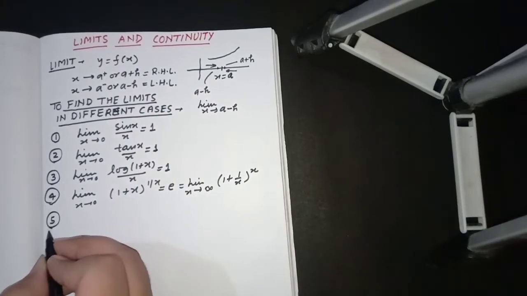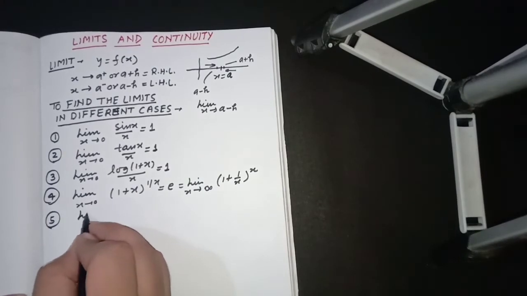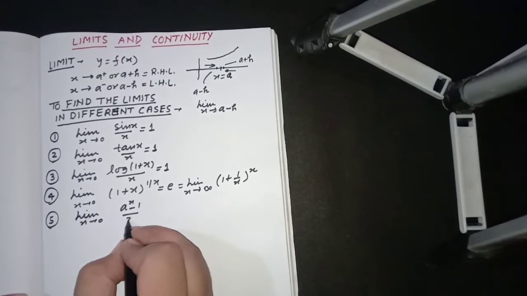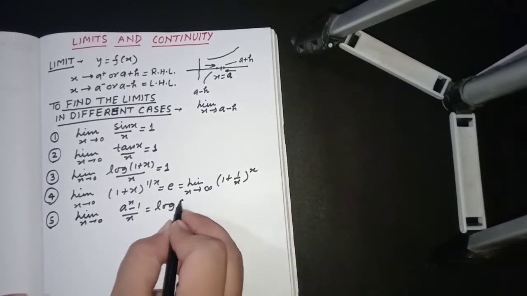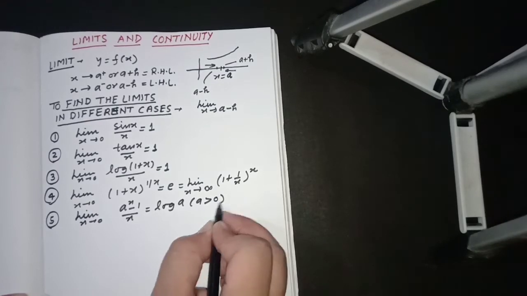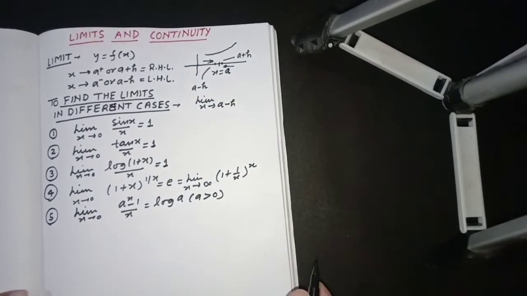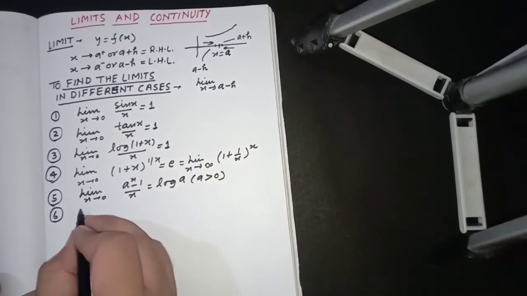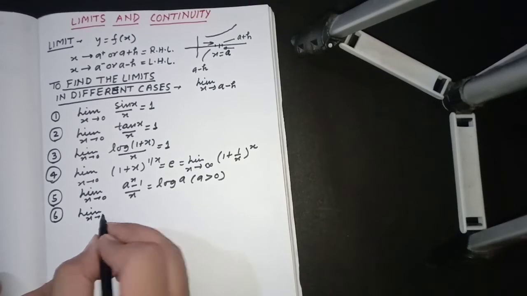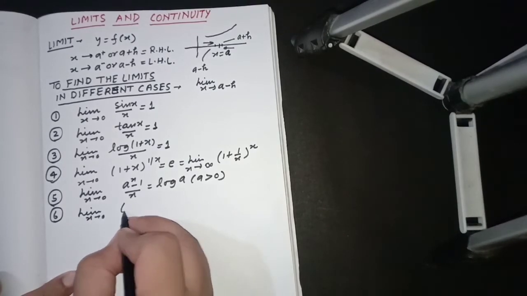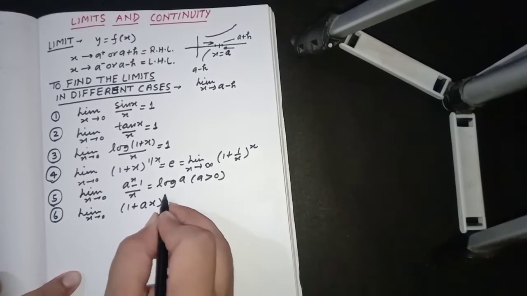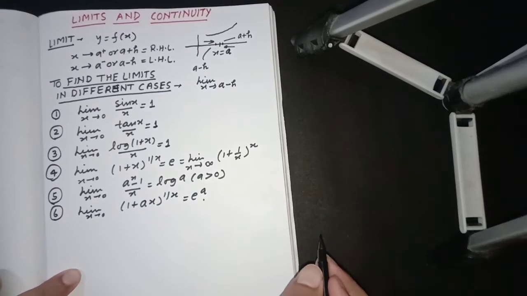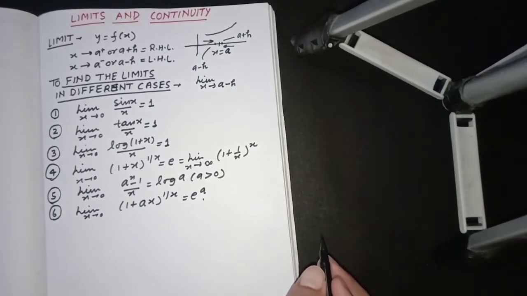And next is limit x tends to 0 (a power x minus 1) upon x, that will be equal to log a, where a is greater than 0, a is positive. And one more result is there. Limit x tends to 0 (1 plus ax) whole power 1 upon x, and that will be e power a. So these types of formulas can be used directly for calculating the limits.